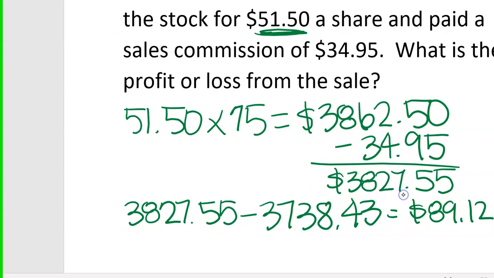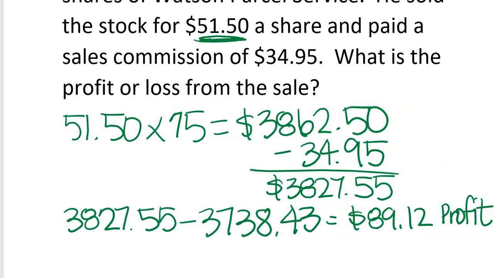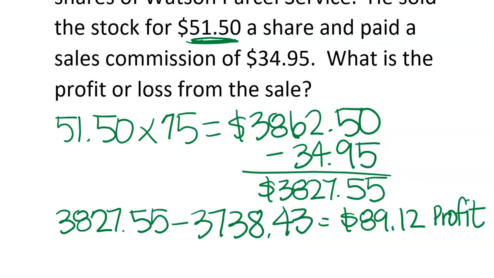Now, if you subtract them like I did, where you're taking the amount you sold it for and subtracting the amount you bought it for, if you get a positive number, it's a profit. If you get a negative number, it's a loss. You can also just compare them. That totally works as well. So always subtract the sales commission off of there.